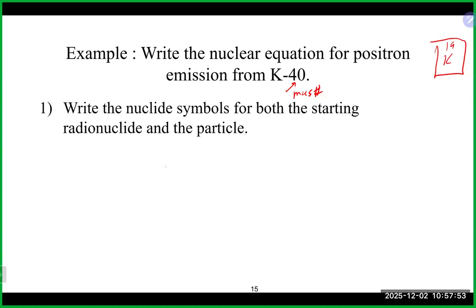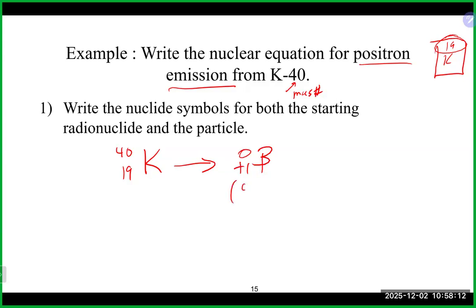Okay, so let's take a look. Obviously here we have potassium 40, our mass number. We get our atomic number there from the periodic table. This is going to go through a positron emission. So emission means our positron particle is going to be on the product side. And again, you can use the beta symbol. You could also use the E symbol if you like.